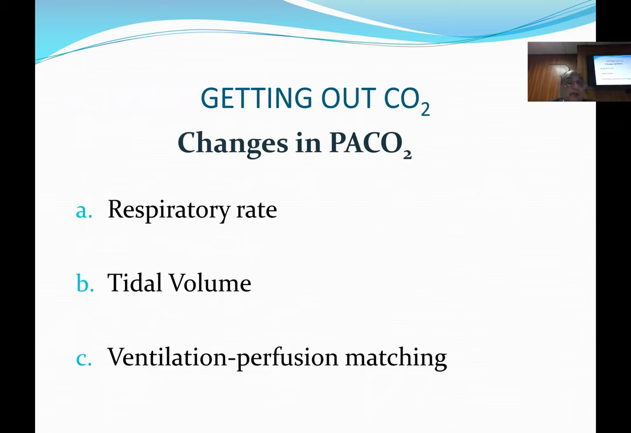Now, getting out of carbon dioxide depends on the respiratory rate. The faster the rate, the more it will be taken out. And the greater the tidal volume, the more will be coming out. Then how much is the perfusion in the lung, the ventilation perfusion ratio? Normally, alveolar ventilation divided by the blood which is coming into the lung. Roughly 4 liters of gas comes into the respiratory unit of the lung, the alveolar ventilation, and about 5 liters of blood comes per minute into the lung. 4 liters divided by 5 liters is 0.8. This is the ventilation perfusion ratio.